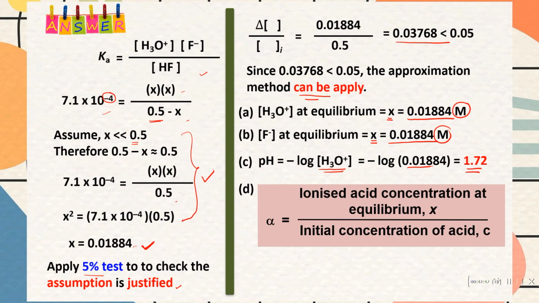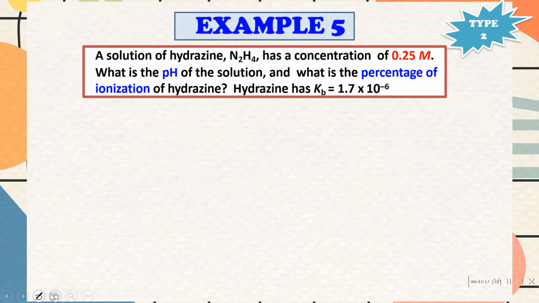And D, degree of dissociation, which is referred to as alpha. It is the ionized acid concentration at equilibrium. Ionized here refers to the value of X over initial concentration. So X here is 0.01884 divided by initial. Therefore, you get 0.0376.